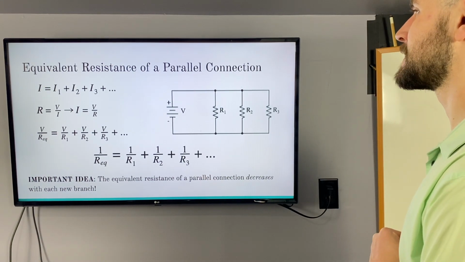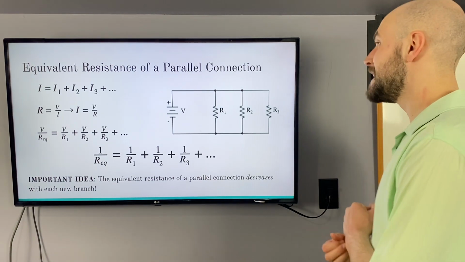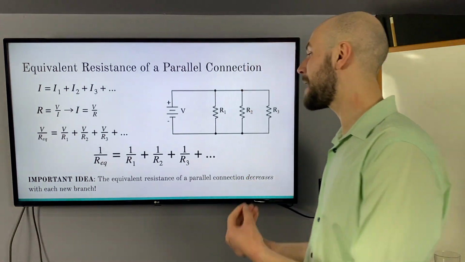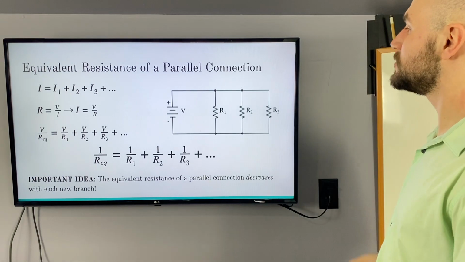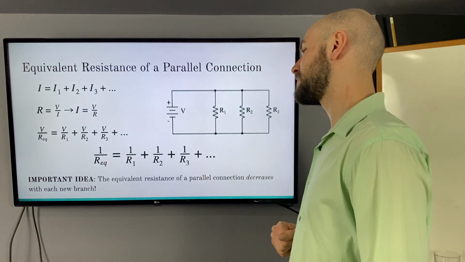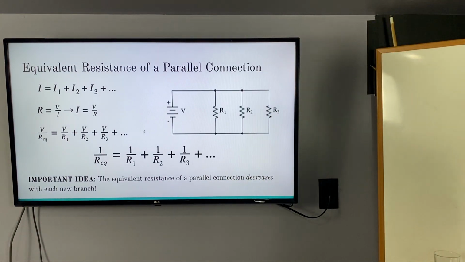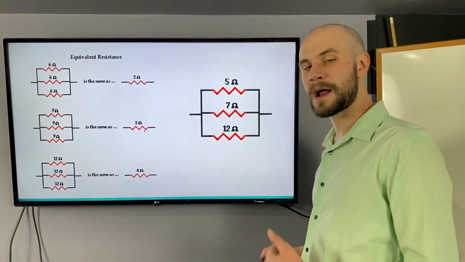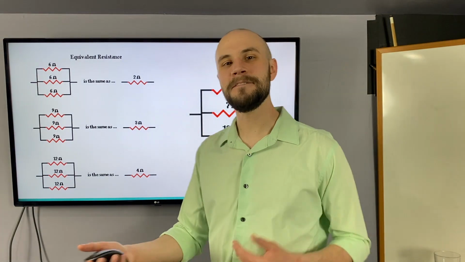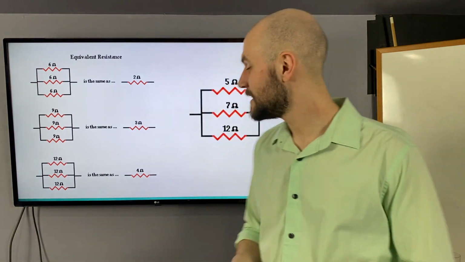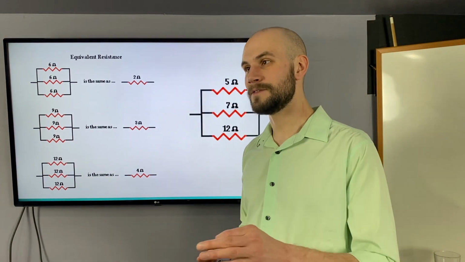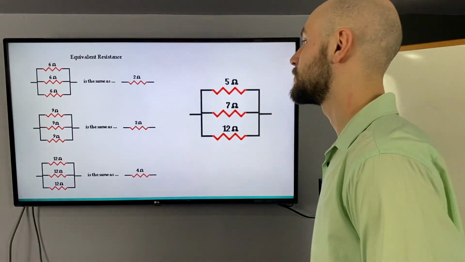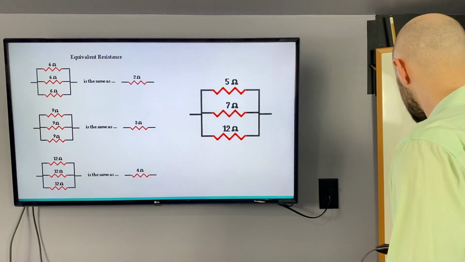Okay, that's different from our series connection. In our series connection, the more resistors we add, the more we increase the total resistance, but for a parallel connection, the more branches you add, the more it decreases the equivalent resistance of the entire circuit. So if we're clever with our series and our parallel connections, we can get really any value of resistance that we want for our circuit, to make sure each component of the circuit gets the correct voltage and the correct current, so we don't burn it out and it works right.